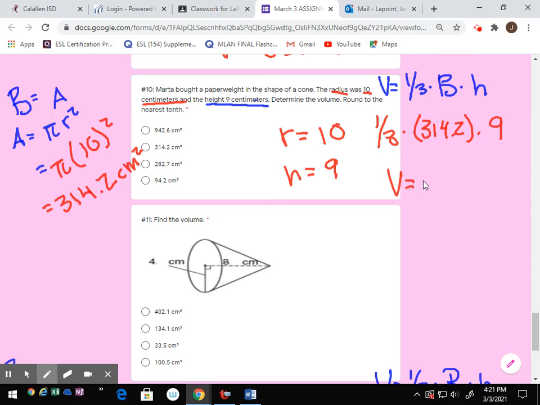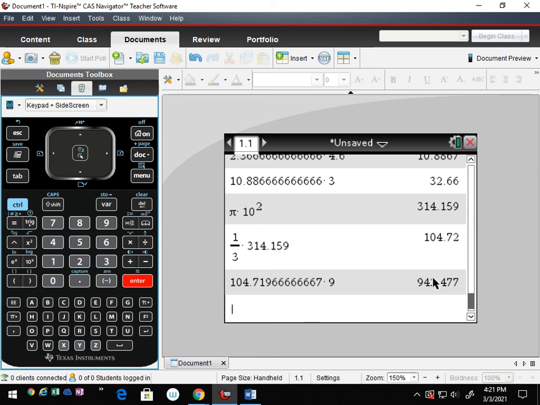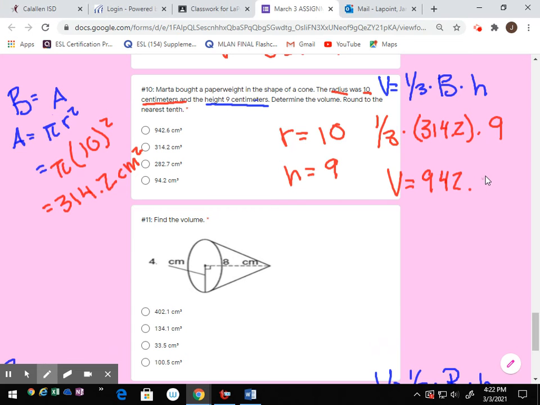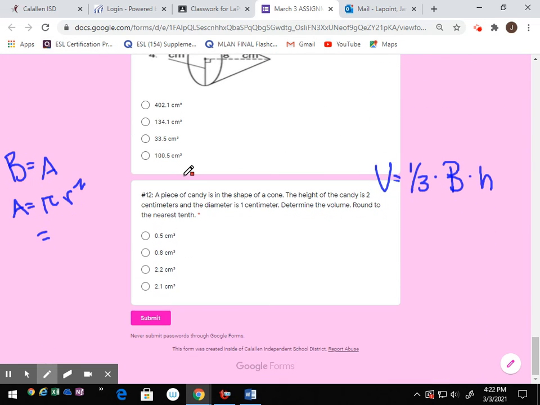So volume is equal to 942.5. Okay. If we look at our answer choices, we can see that answer choice A is the closest. We just were off by a rounding error. So answer choice A is our correct answer for number 10. All right. Last one we're going to do is question number 12.